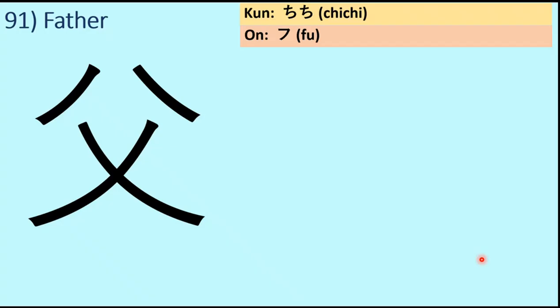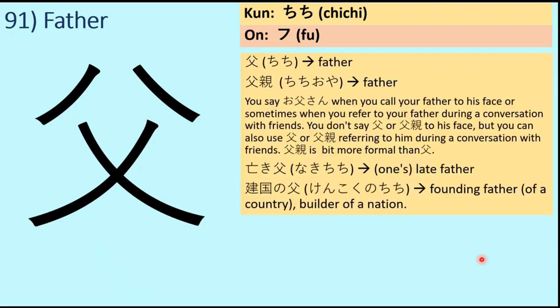So the first character of today is this. You can recall this. We have used this character several times whenever we gave example sentences containing father. Yes, this is the kanji character for father. The kunyomi reading is chichi and the onyomi reading is fu. So now let's look at some kunyomi words. Chichi means father. Chichiya is also father.